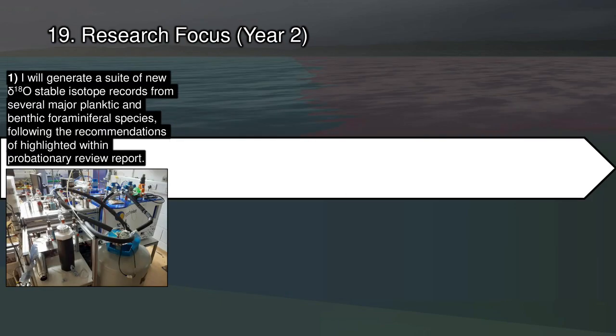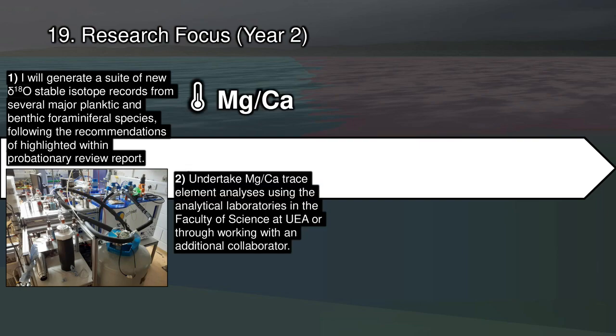It's been shown to give a better estimation of which samples should be prioritised over ones that might be biased. In year two, hopefully we're going to start measuring more stable isotope records, and they'll again be species-specific records of particular planktics and benthics outlined in the probationary review report. We would also begin to undertake preliminary magnesium-calcium trace element ratios. That will be done here, or it could potentially be done with an additional collaborator, depending on the setup requirements needed.